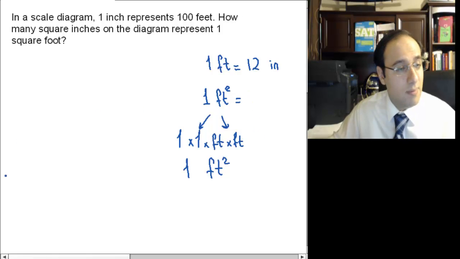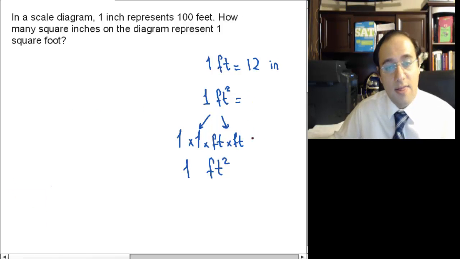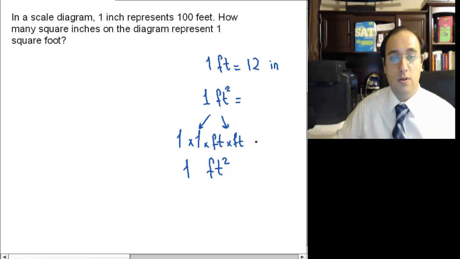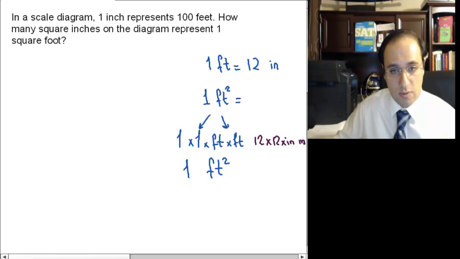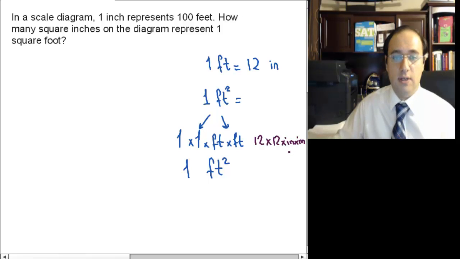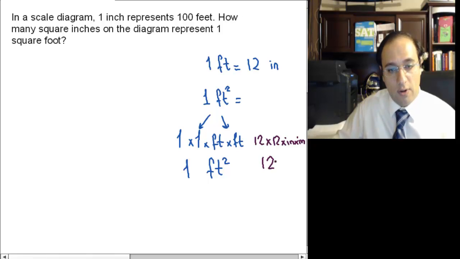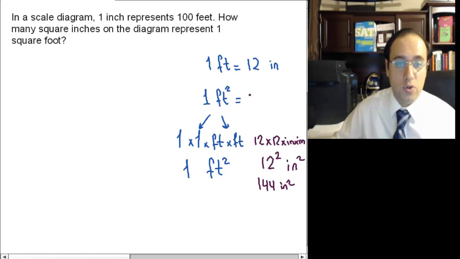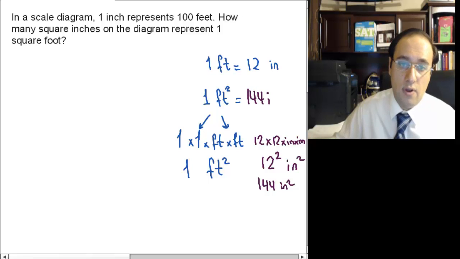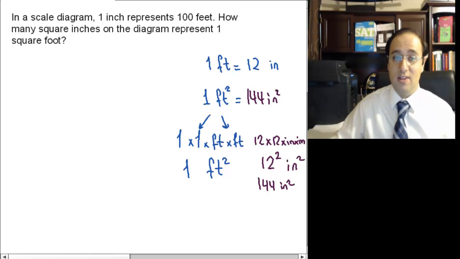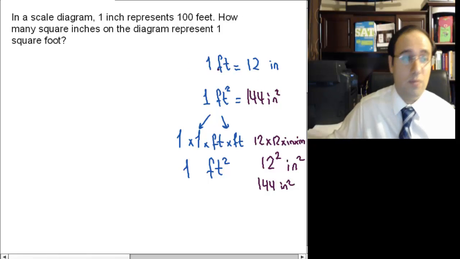That would be the same as saying that they're two sides of a square. So 12 times 12 times inch, because each one of these 12s is an inch, giving you 12 squared inches squared. What is 12 squared? 144. So 1 foot squared is 144 inches squared. It's not 12 inches squared.